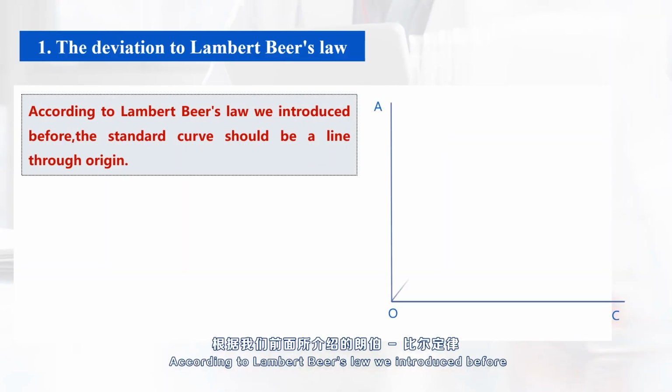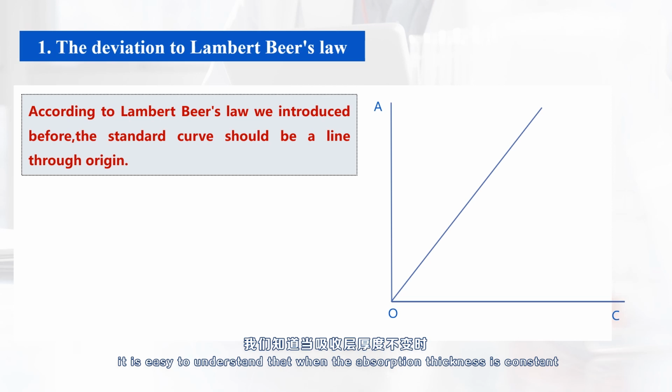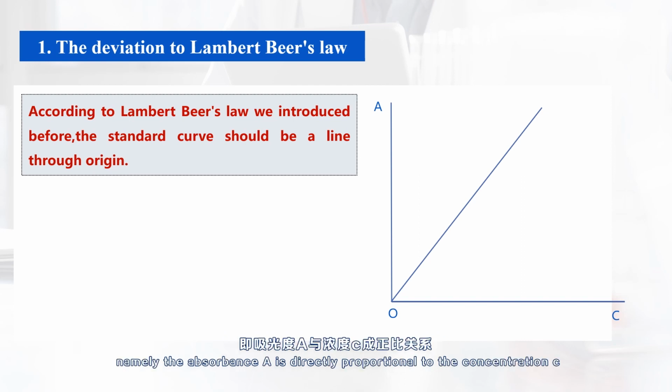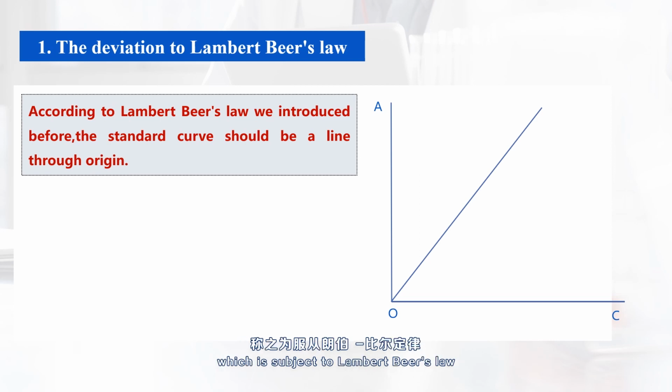According to Lambert-Beer's law we introduced before, it is easy to understand that when the absorption thickness is constant, the standard curve should be a line through origin. Namely, the absorbance A is directly proportional to the concentration C, which is subject to Lambert-Beer's law.